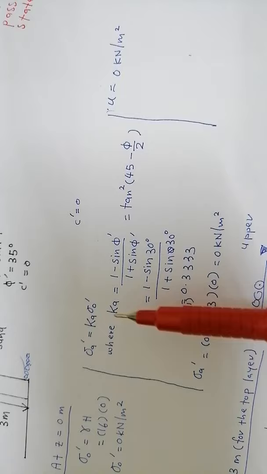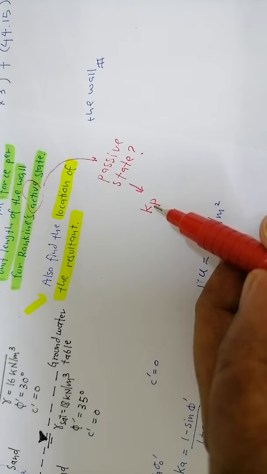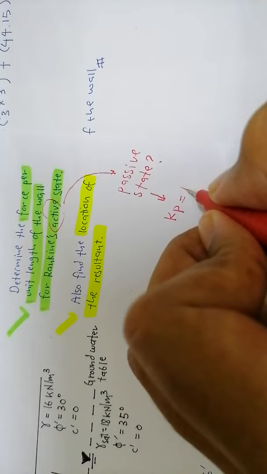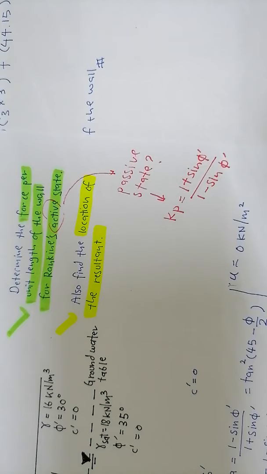How to do this is basically just use a different formula to calculate the KP. Okay, basically for passive state, you have to calculate the KP, isn't it? KP is the passive earth pressure coefficient. And if C is 0, if the cohesion is 0, the same like this case, then your KP equals 1 plus sine friction angle divided by 1 minus sine friction angle. And the rest of the calculation will be the same. All right.